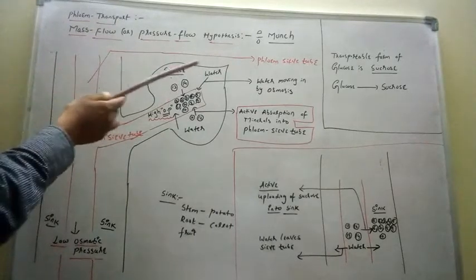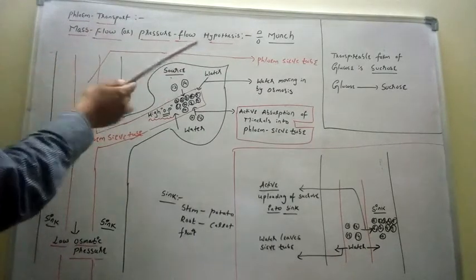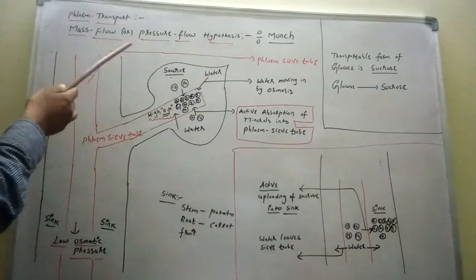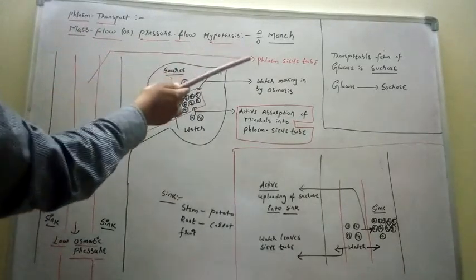Now, the transportation of food through phloem was explained by Munch, called the Munch hypothesis. It is also called the mass flow hypothesis. It is also called the pressure flow hypothesis.